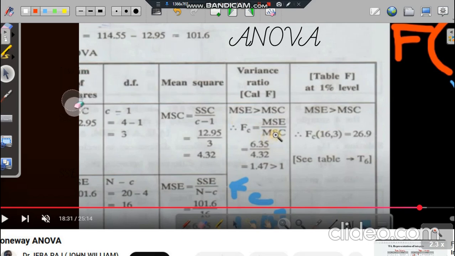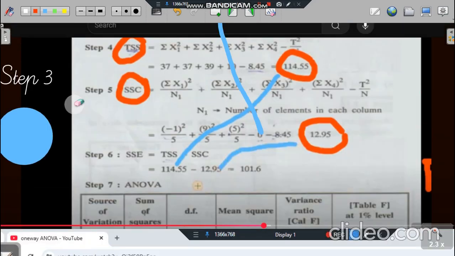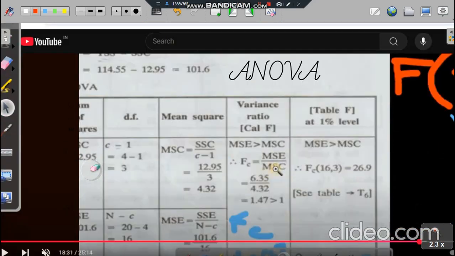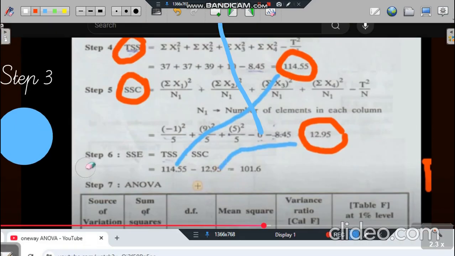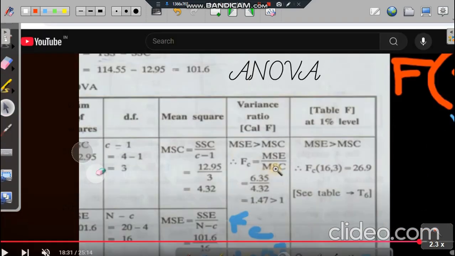Now SSC, how much is SSC? You go back and see that the SSC value is 12.95, and that is what we are writing here. So 12.95, that is SSC.